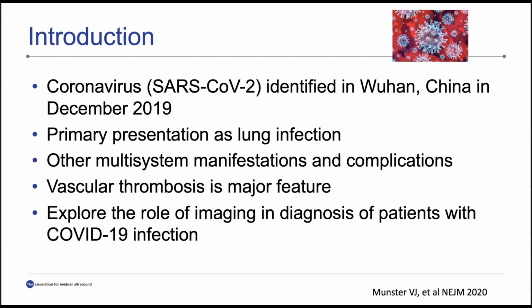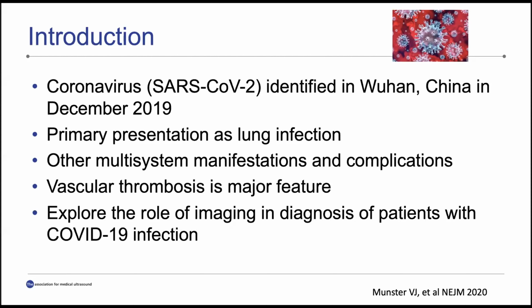So let's start out with an introduction for the coronavirus. As many of you know, the coronavirus, also known as SARS-CoV-2, was first identified in Wuhan, China in December of 2019. The primary presentation of patients was as a lung infection or pneumonia, but we soon found that there were other multi-system manifestations and complications of the virus. And vascular thrombosis turns out to be a major feature of the infection.